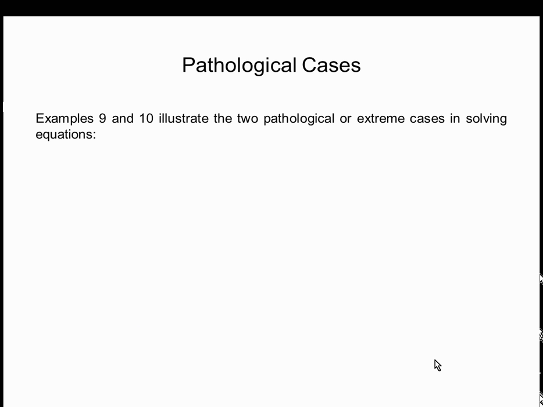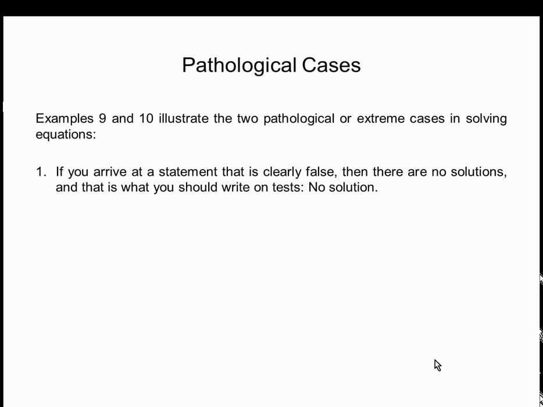So, the pathological cases. Examples 9 and 10 illustrate the two pathological or extreme cases in solving equations. Number 1, if you arrive at a statement that is clearly false, like 0 equals 2, then there are no solutions. And that is what you should write on a test. Also for homework, no solution. Now in MyMathLab, sometimes it will ask you to write a capital N. If there's no solution, the capital N stands for no solution.